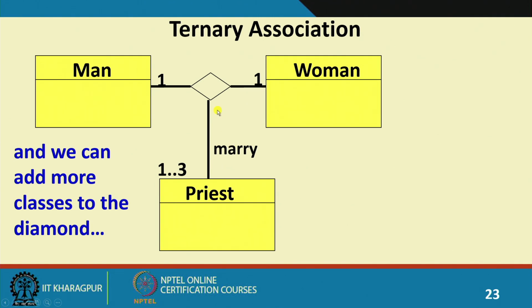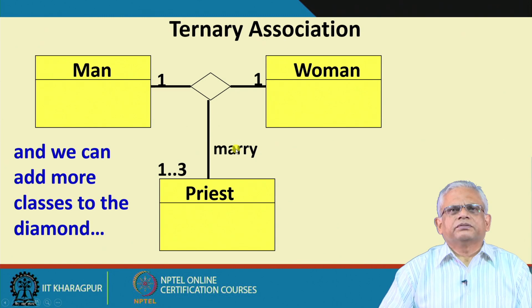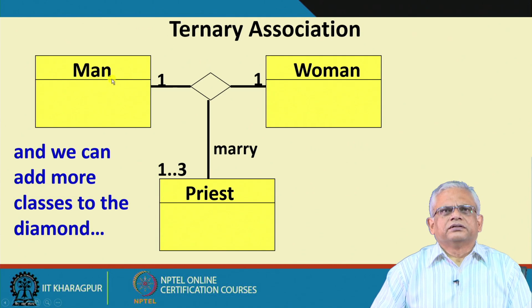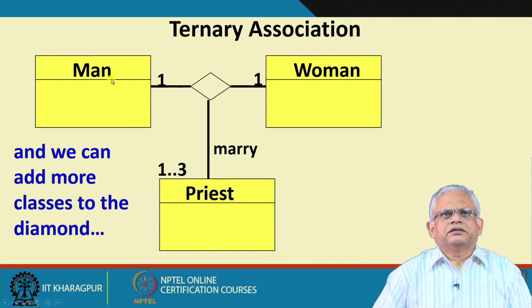Here we represent the ternary association with a diamond symbol, and the name of the association is Marry. Possibly I could have written Marry on top of it, that might have been more sensible. So the name of the association is Marry, and a man marries a woman, with the marriage performed by up to 3 priests.